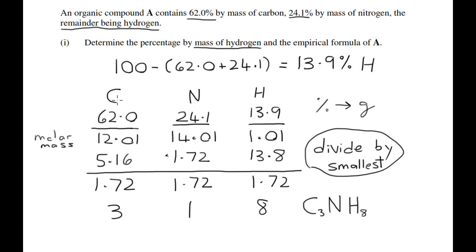And the last thing you have to do is write down the 3 elements that you have, which is C, N, and H. So I've done that down here. And then you put the number here in subscript. Of course there's a 1 there, but we don't write the 1 in. And there's an 8 by the hydrogen. So the empirical formula for A is C3NH8.